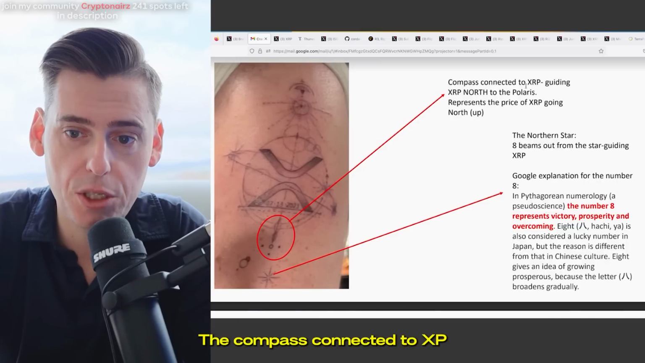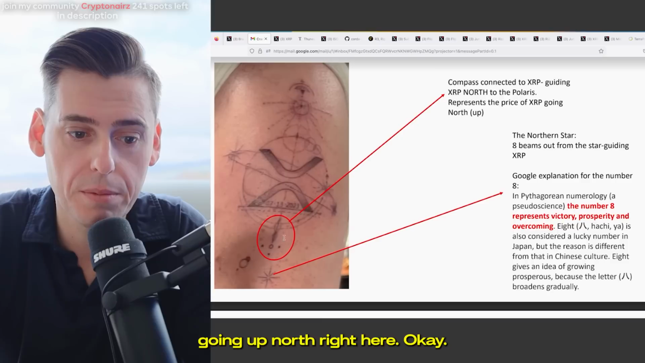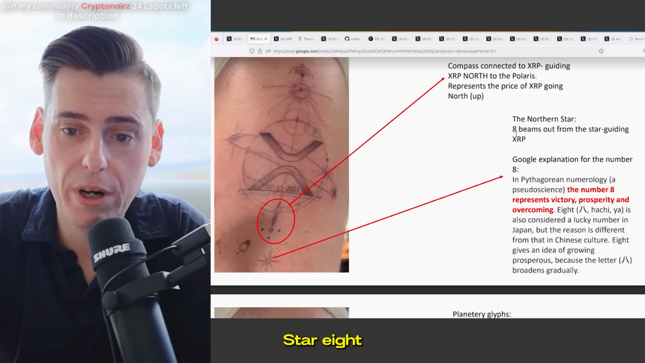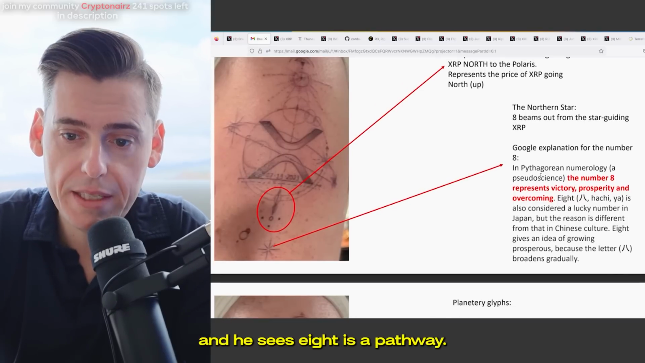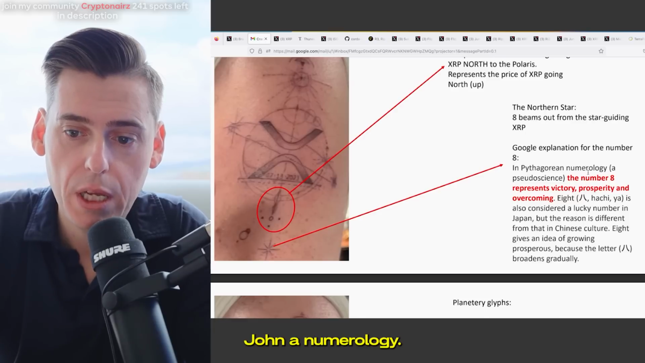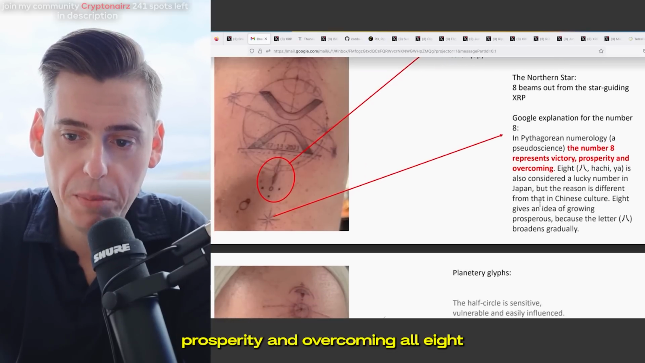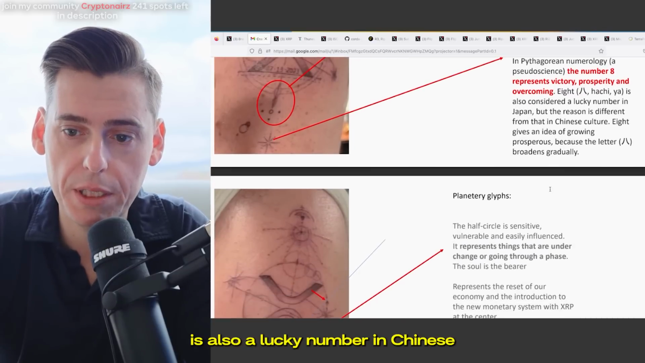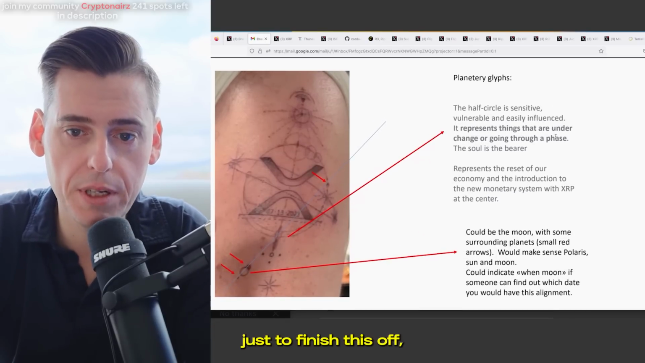The compass connected to XRP, guiding XRP north to the Polaris, represents the price of XRP going up north, right here. Okay, North Star, 8 beams of light from the star, and they say 8 is a Pythagorean numerology. The number 8 represents victory, prosperity, and overcoming. All right, 8 is also a lucky number in Chinese, and that talks about it right here. Okay, and then we scroll down here just to finish this off.